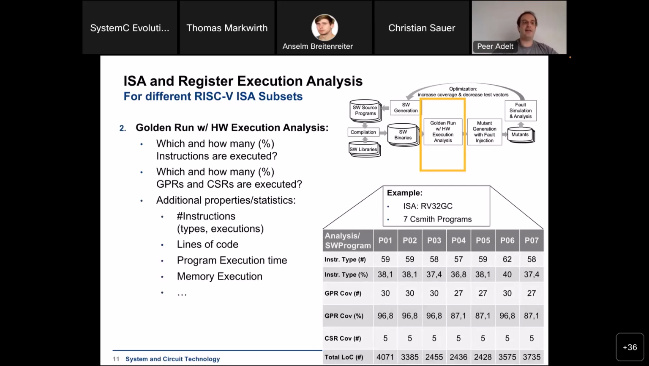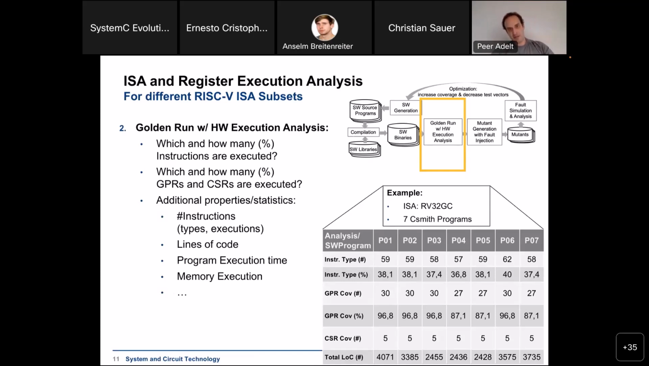Some questions that are answered by this golden run analysis contain questions like which and how many instructions are executed. For example, does our program contain specific branches or not? Or how often are specific branches being performed? Additionally, we can monitor how often and when registers are being accessed. So, for example, GPRs, how often is the third GPR being read or written?